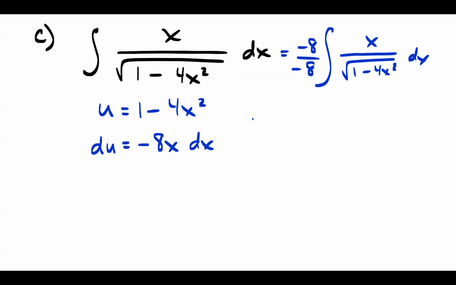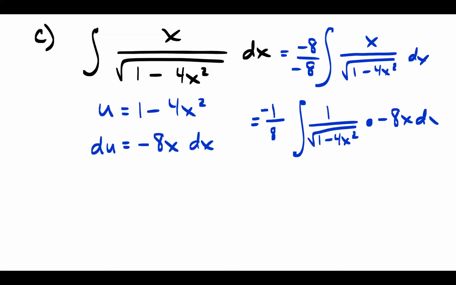Okay, now let's move stuff. What I want to keep out in front is a -1/8. What I want to move into it is going to be a 1 over the square root of 1 minus 4x squared, my little dot, and -8x dx. And then once I get into this form, some people can skip this step and go directly to u, because they can move things around real quick in their minds.